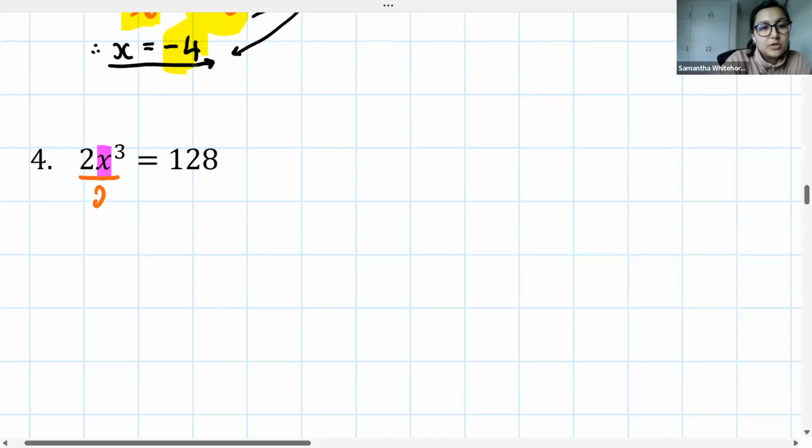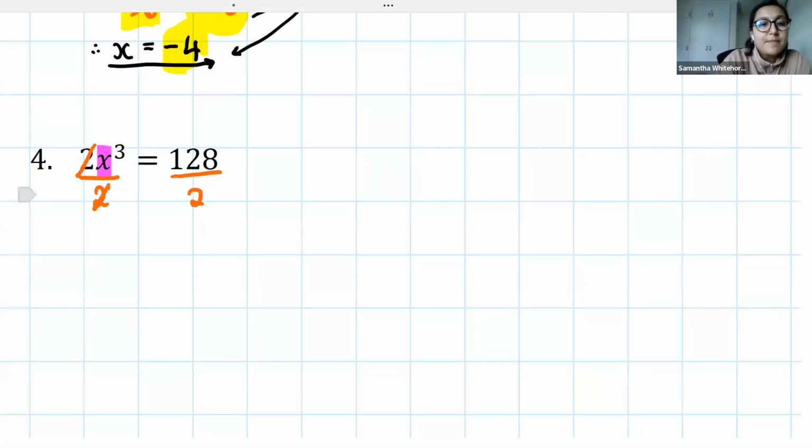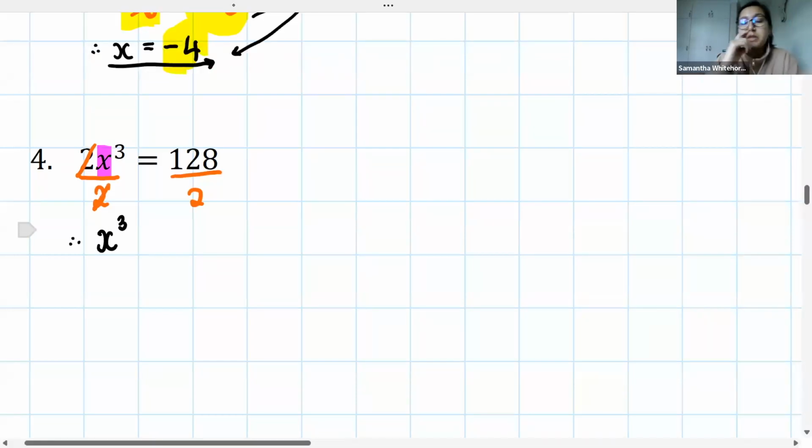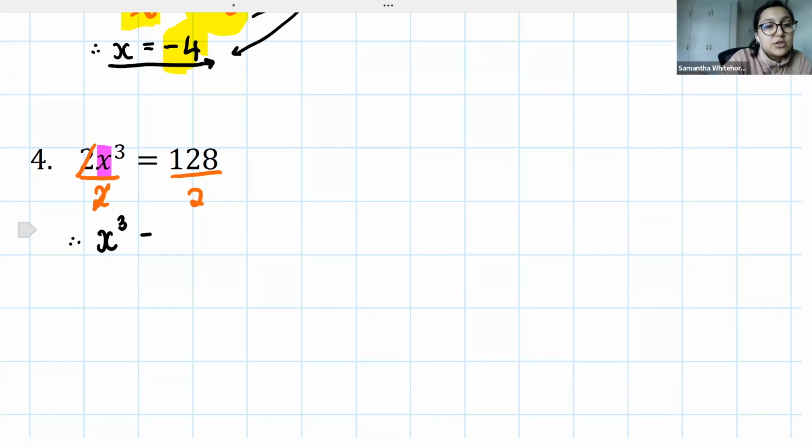So the first thing I'm going to do is divide both sides by 2, because as we can see, what that automatically does for me is it gets rid of the number in front of the x, and now all I have left to deal with is the exponent of 3. We have to divide the right-hand side by 2 as well, and so that gives me x cubed is equal to 64. Now, guys, there are lots of different ways that you can go about thinking about this.